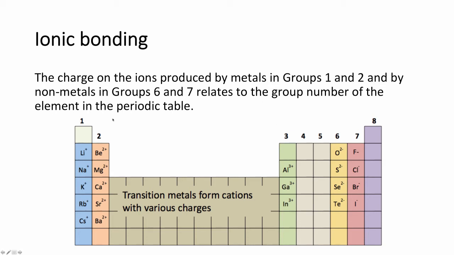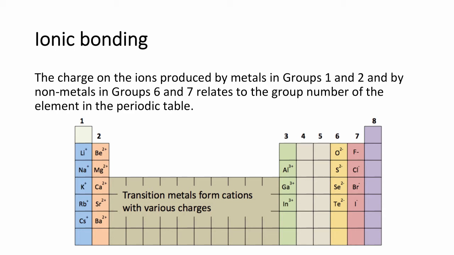How do we know what charge they will form? Well, you're expected to know about the following groups. Group 1 form positive 1 because they have 1 electron in their outermost shell, and they lose 1 electron and therefore have a positive 1. Similarly, we have group 2. Group 2 form positive 2, whereas group 7 have 7 electrons in their outermost shell, so they gain 1 and become negatively charged, and group 6 have 6 electrons in their outermost shell and they gain 2.